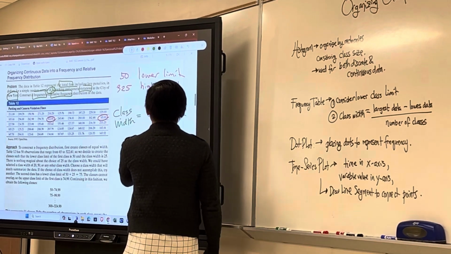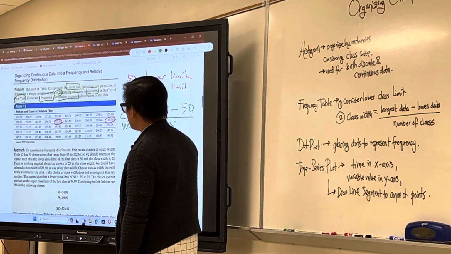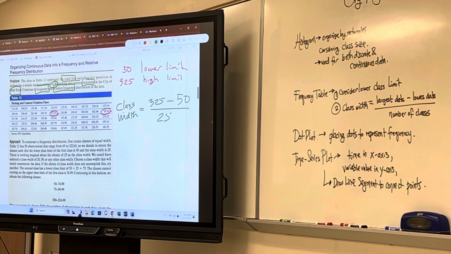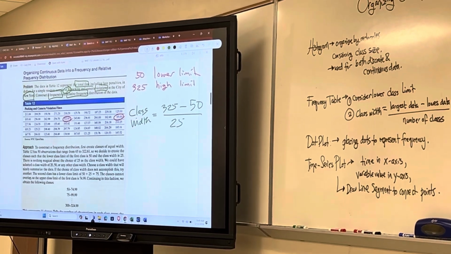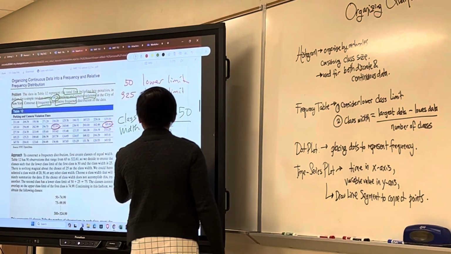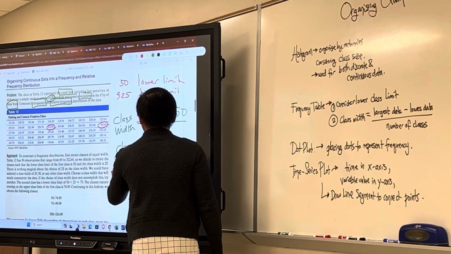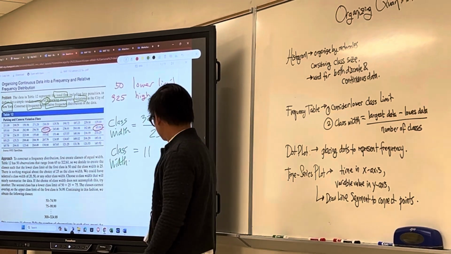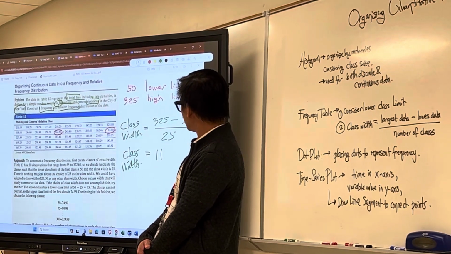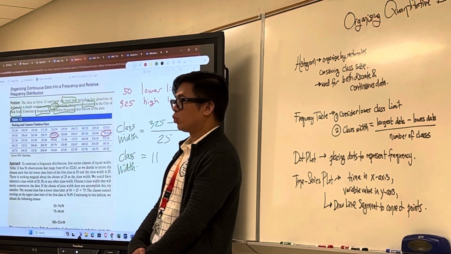So let's see, how much would that be? 325 minus 50 divided by, well, class width is 25. That'll be fine, right? It's 11. Huh? Is it 11? And that's what we're going to consider next time, to consider what that class width is for this one. Okay, guys?